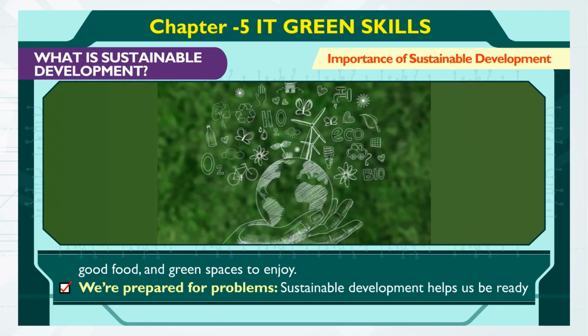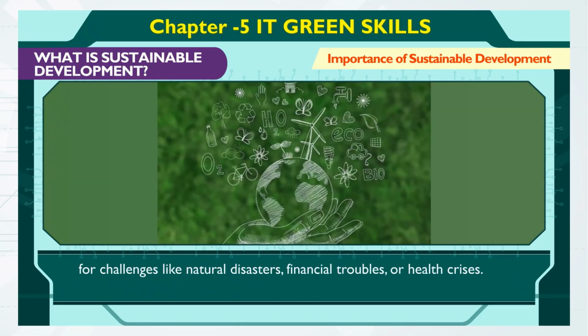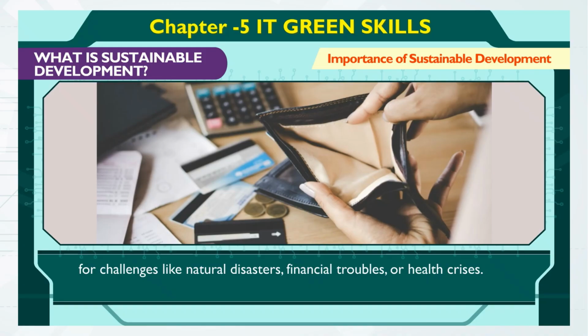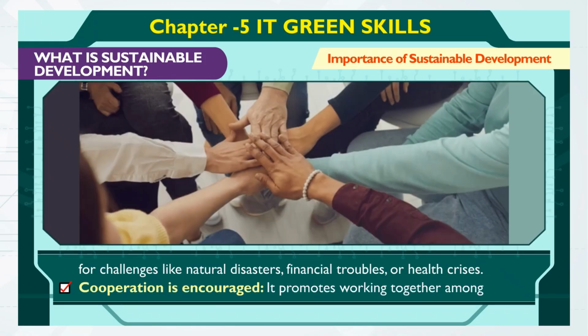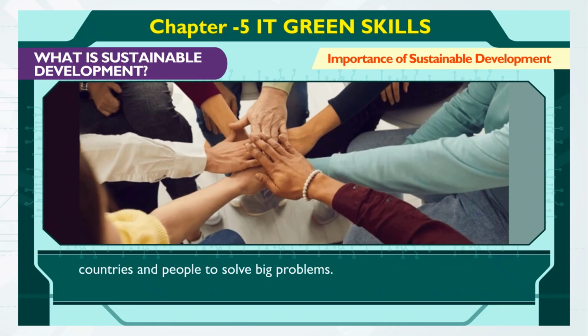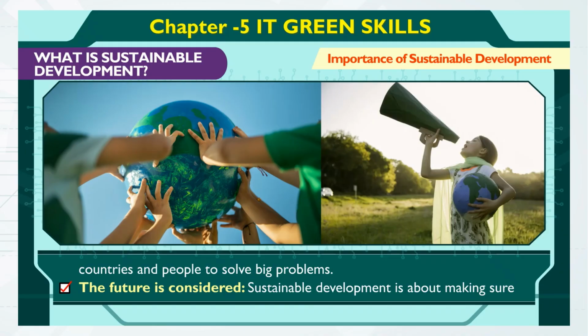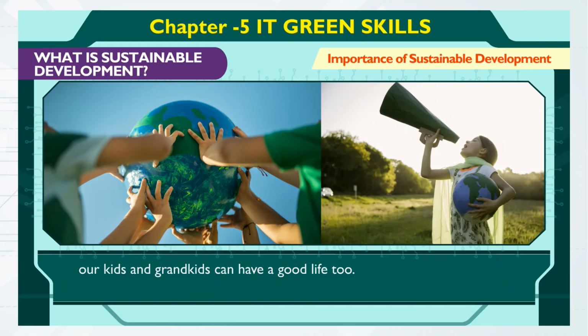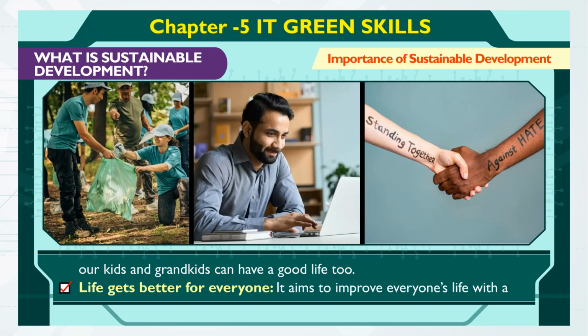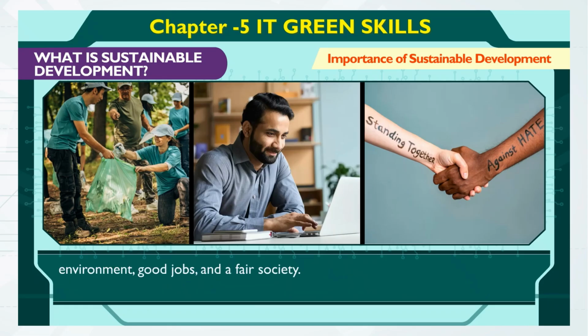We are prepared for problems. Sustainable development helps us be ready for challenges like natural disasters, financial troubles, or health crises. Cooperation is encouraged. It promotes working together among countries and people to solve big problems. The future is considered. Sustainable development is about making sure our kids and grandkids can have a good life too. Life gets better for everyone. It aims to improve everyone's life with a clean environment, good jobs, and a fair society.